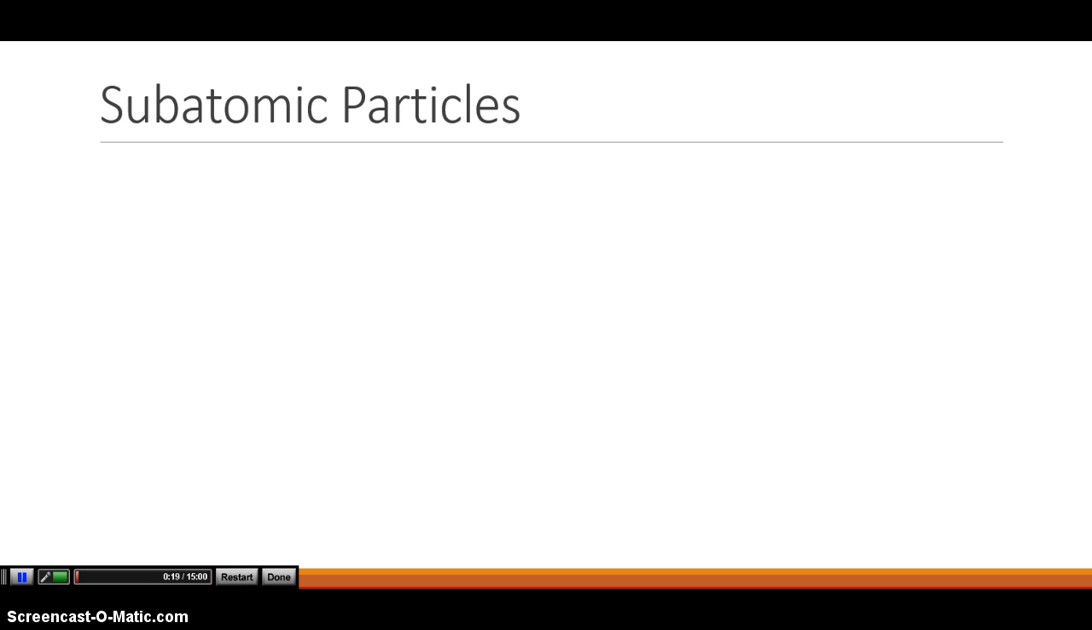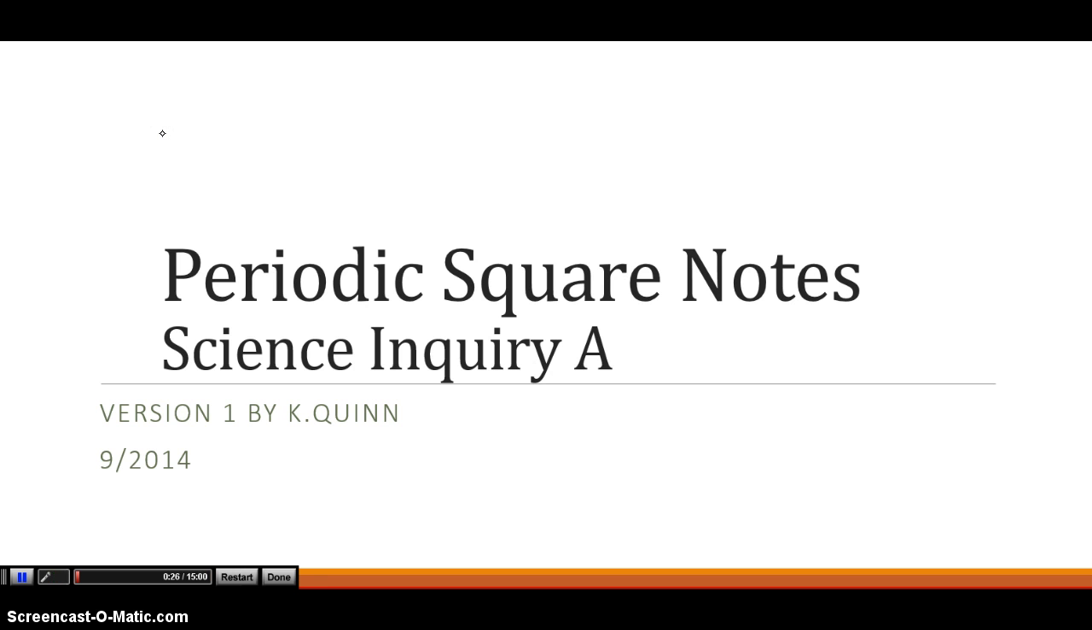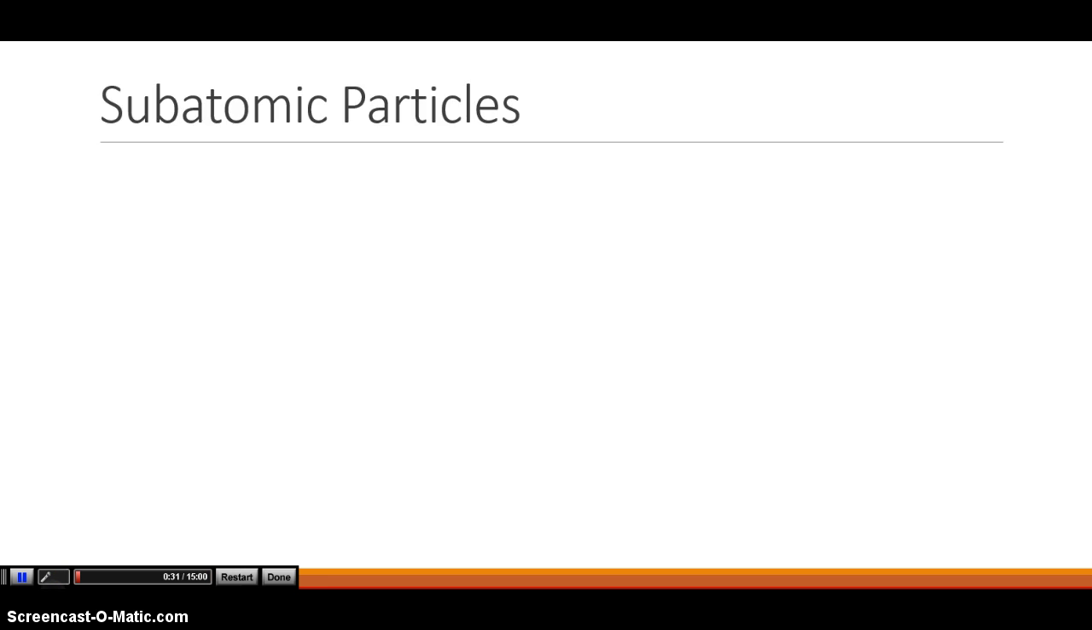Okay, so subatomic particles, this is a little bit of review before the notes. There are 3 subatomic particles. Sub means smaller than or below. Atomic means atom. So subatomic particles are smaller than atoms. There are 3 of them that make up atoms. I'm going to draw a few right here.